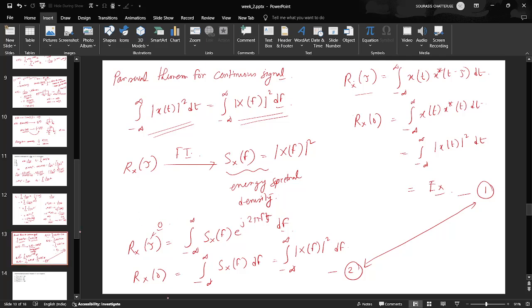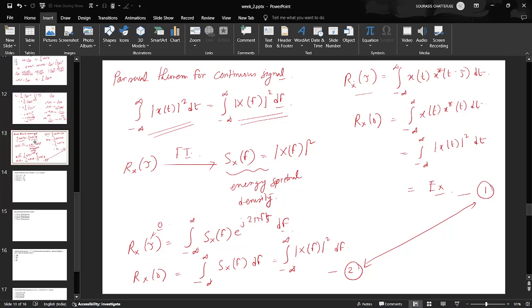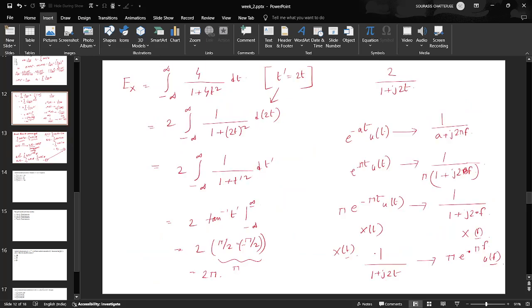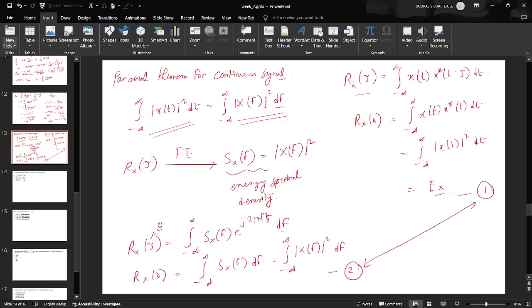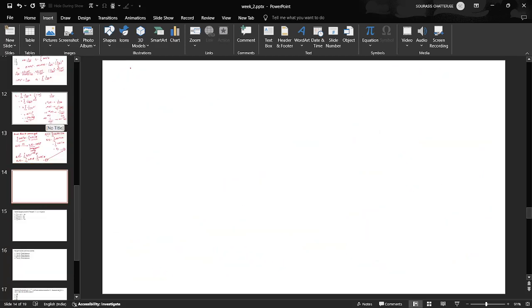So with these things in mind, let us see what we obtained here. That is 1 plus j 2t is given as this expression here. So let me introduce a new slide here. We obtain 1 plus j 2t. Fourier transform we obtain as pi a to the power pi f u, inverse of unit step function.